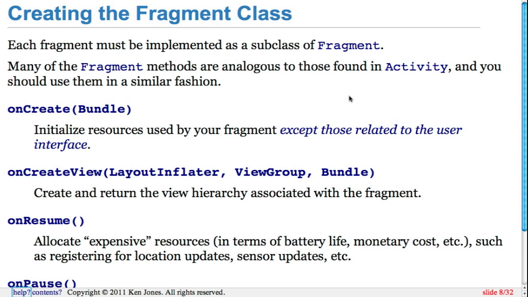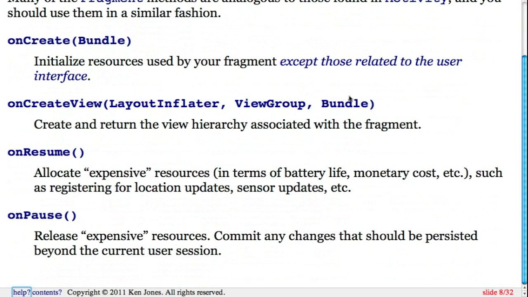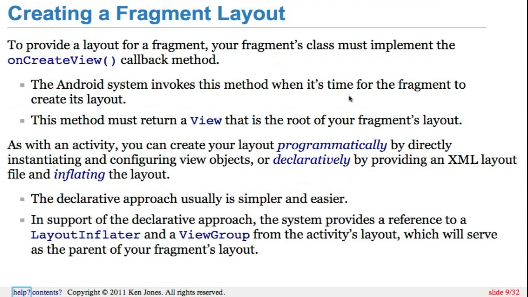You might not need that, in which case you don't need to override that method. And then you would use the other methods in the way you normally would. In onResume, you'd probably allocate expensive resources that might cost a lot of battery life or a monetary cost, and then you would release those types of resources in your onPause.